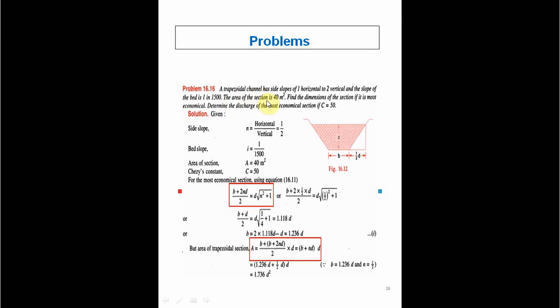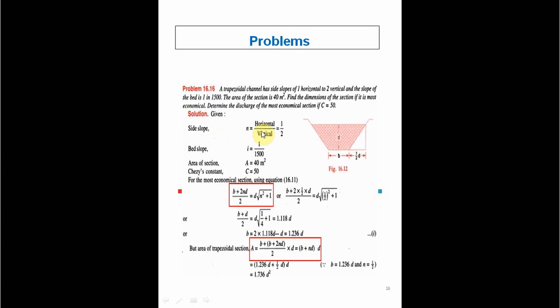A trapezoidal channel has a side slope of 1 horizontal to 2 vertical, and the slope of bed is 1 in 1500. The area of the section is 40 square meters. Find the dimension of the section if it is most economical. Determine the discharge of the most economical section if C is equal to 50.